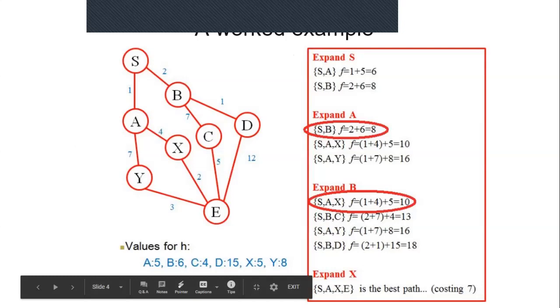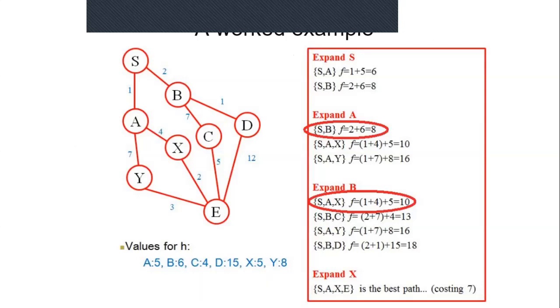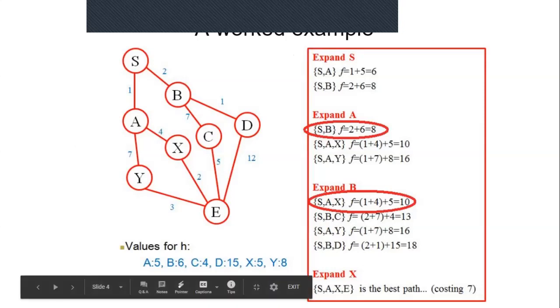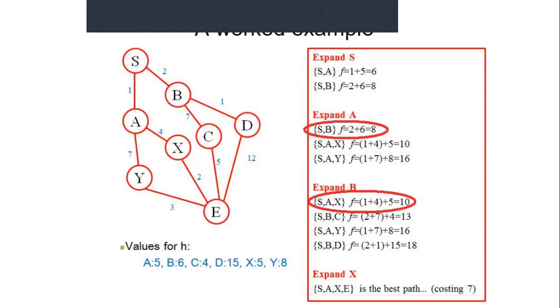So if we start from S and we expand to A and B, the cost for A is 1, and 1 plus the heuristic value 5 is 6. Similarly for B, it is 8. So here we get the minimum value is from S to A. So we expand A and we retain S to B.